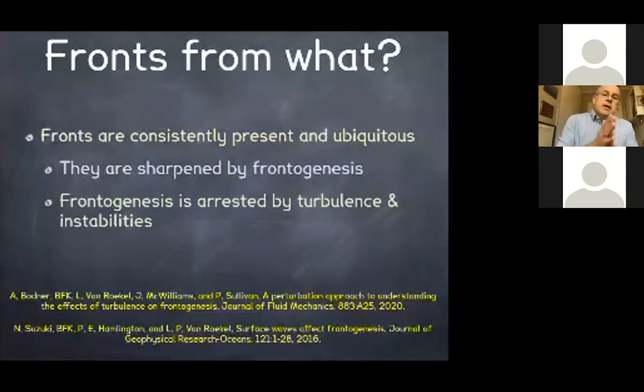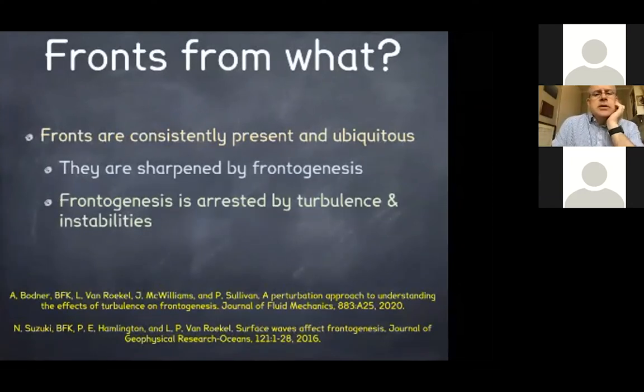Okay, so now let's get a little bit into the JFM style thinking. Let's talk a little bit about the dynamical side. Let's get a little bit more mathematical. We have a good sense of where the fronts are, where they come from. Let's talk a little bit about sharpening by frontogenesis and also the frontogenetic arrest. And this is going to feature a paper by Abby Bodner, who's a grad student of mine. But there's also been lots of other work, some by former members of my group, down here when we get to the linkage to waves.